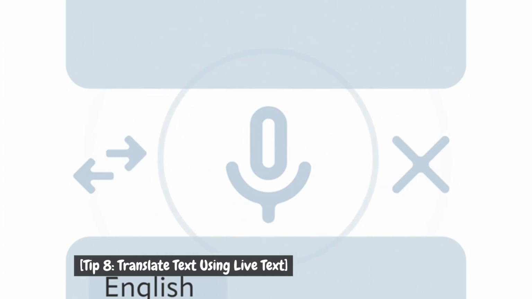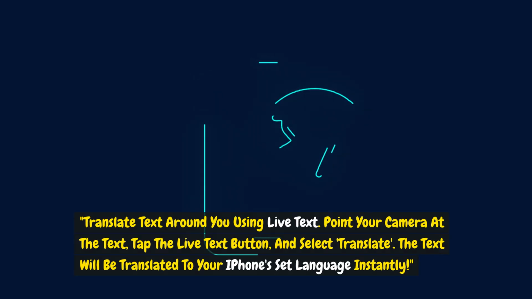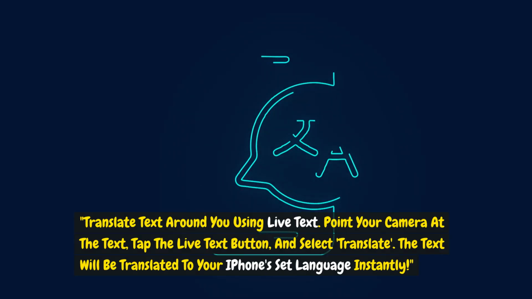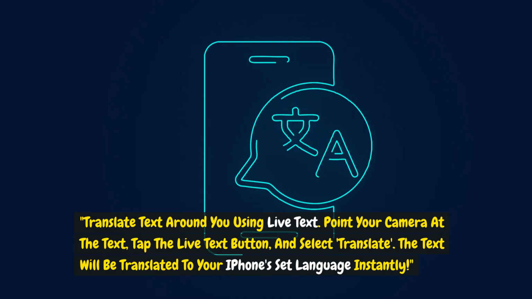Tip 8. Translate text using live text. Translate text around you using live text. Point your camera at the text, tap the live text button, and select Translate. The text will be translated to your iPhone set language instantly.